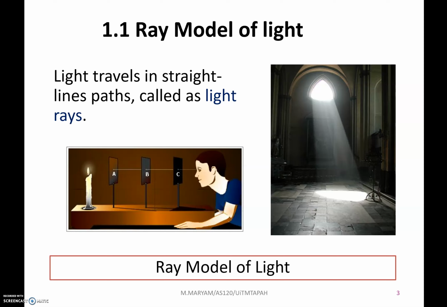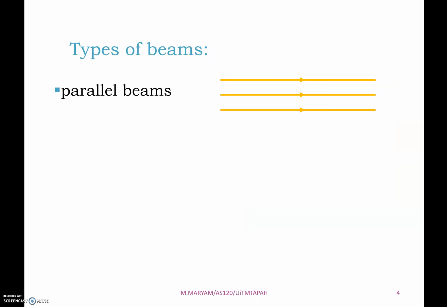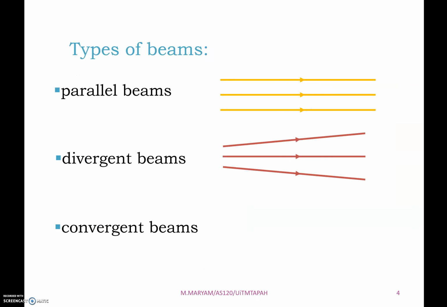As we all know, light travels in a straight line or path called light rays. So how do you draw a light ray? Basically, you simply draw a straight line with an arrow to show the direction of light. We will see later on, once the light hits a surface, what will happen to it. Now, there are many types of beams. Those arrows of light that you've drawn, we call those beams. The types of beam that we have are parallel, divergent, as well as convergent beams.